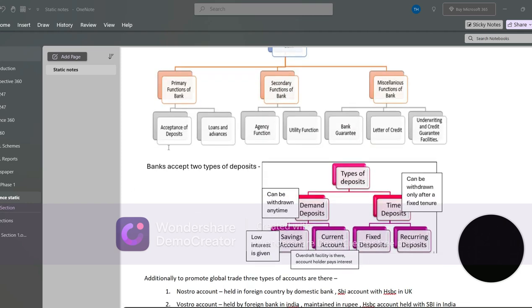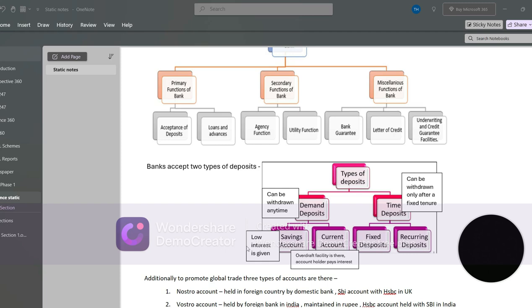Banks have two kinds of deposits. They have demand deposits and time deposits. Demand deposits are the deposits in which a person can withdraw any amount at any time, and time deposits cannot be withdrawn before the ending of the fixed tenure. Demand deposits have saving account and current account. In a saving account, a low amount of interest is given, while in a current account, no interest is given, but an overdraft facility is there, so a person can actually take out more money than is present in the current account.